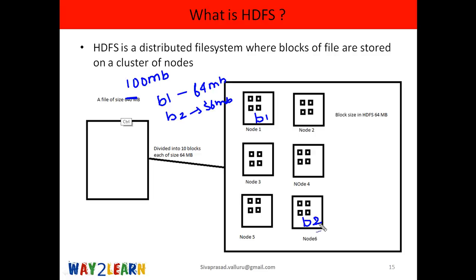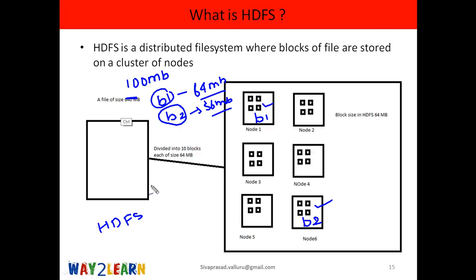The metadata, like what is the location of each block. So these blocks, block 1 and block 2, will be stored on different nodes. The metadata about these blocks, like where is the location of block 1 in which node and where is the location of block 2 in which node, is maintained by the Hadoop, by the distributed file system. And the distributed file system given by Hadoop is nothing but HDFS, Hadoop Distributed File System. Okay, now you got an understanding of what is Hadoop Distributed File System.